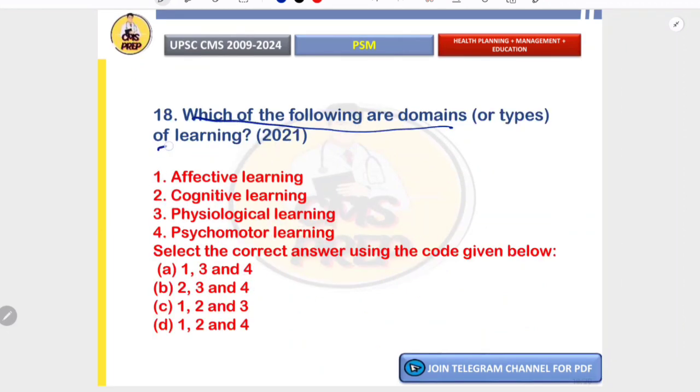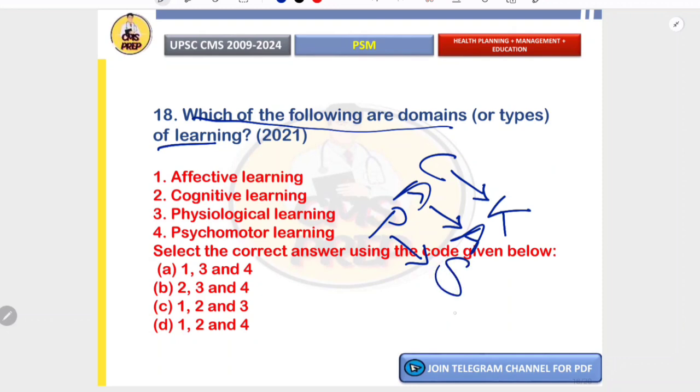Which of the following are domains of learning? As discussed earlier, there are basically three types of learning: cognitive learning, affective learning and psychomotor learning. Cognitive learning is associated with knowledge, affective learning is associated with attitude and psychomotor learning is associated with skills. So the correct one is 1, 2 and 4.